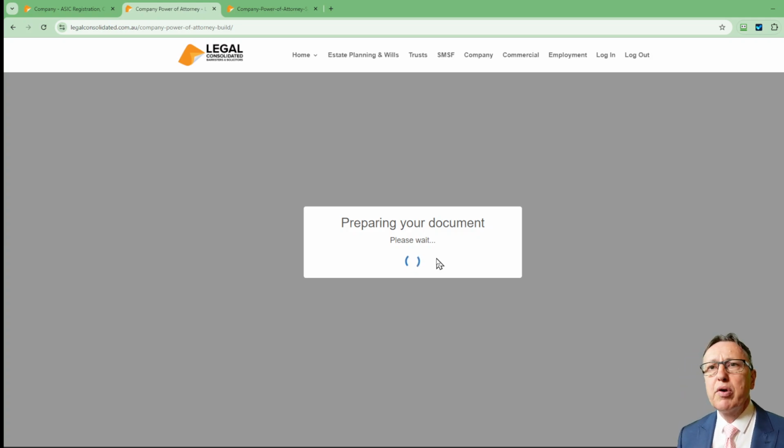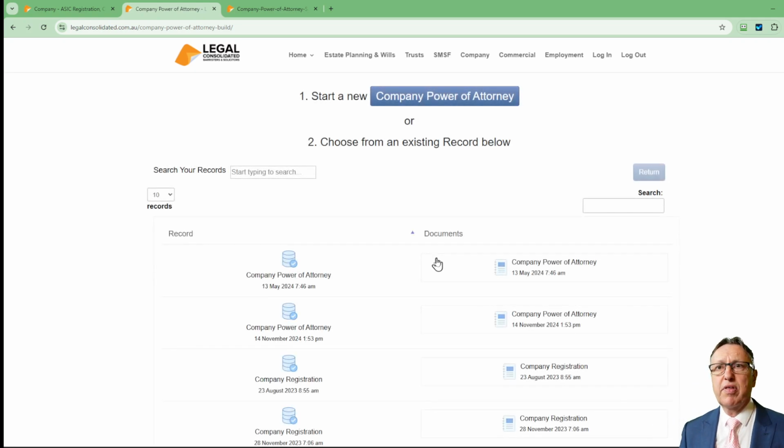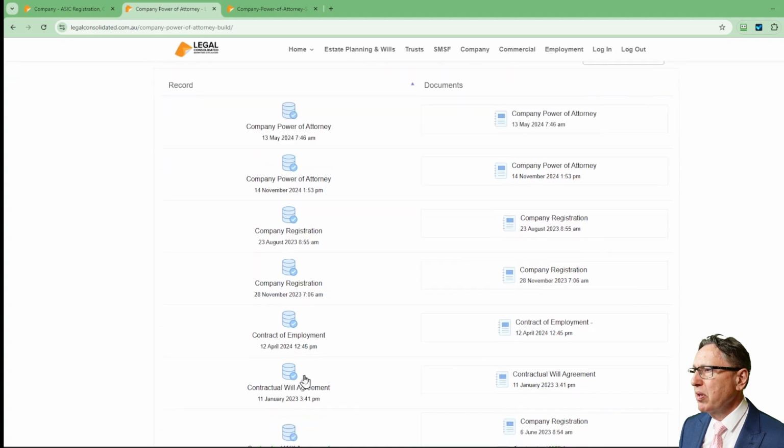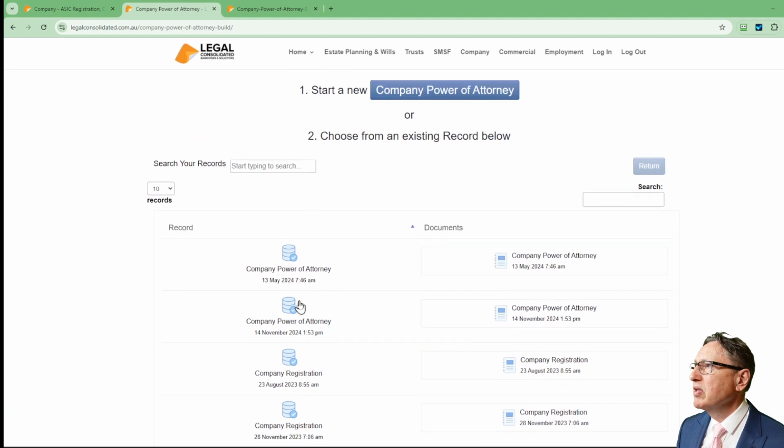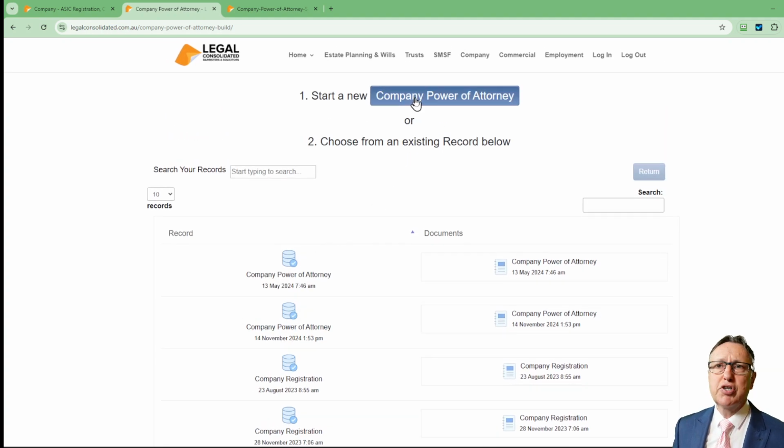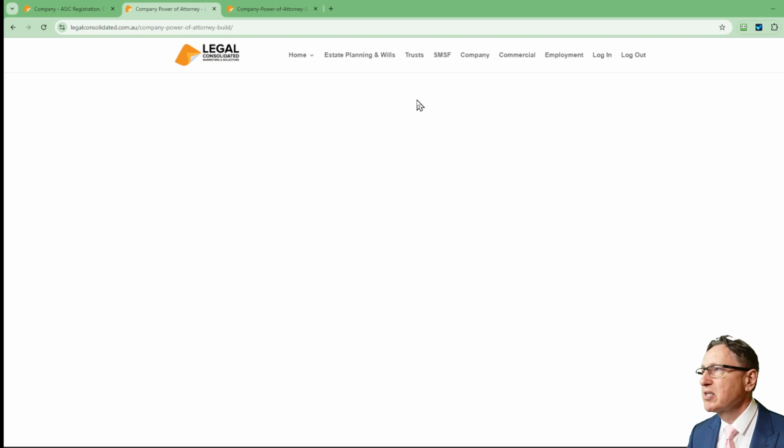It's currently looking at all my past documents, and I've got thousands of them, and I could pick up the data, the information, the answers from another document that I built. Perhaps it's a couple's estate planning bundle, but in this instance I'm going to start the company power of attorney afresh with no answers in it.